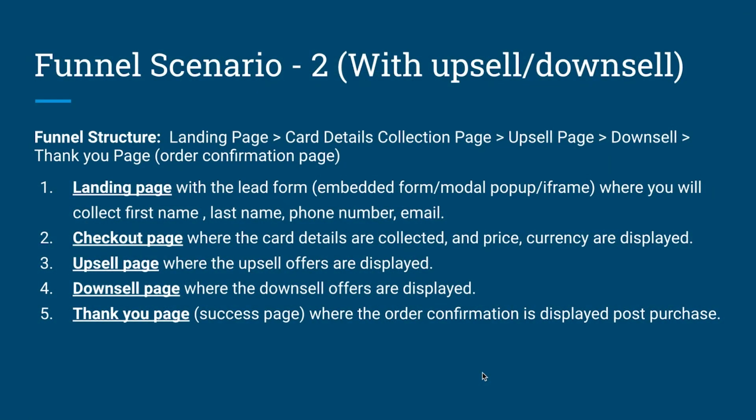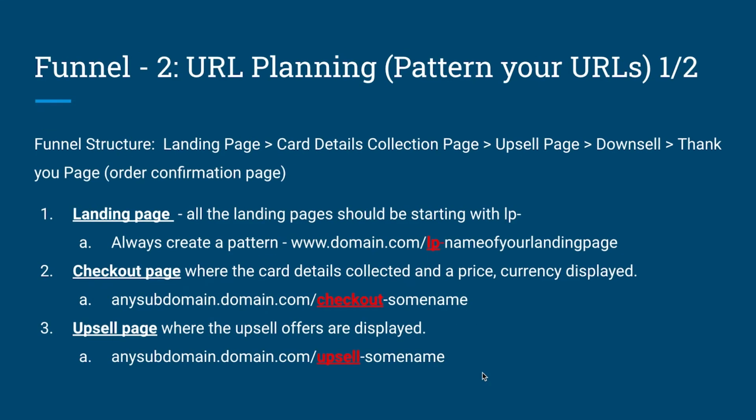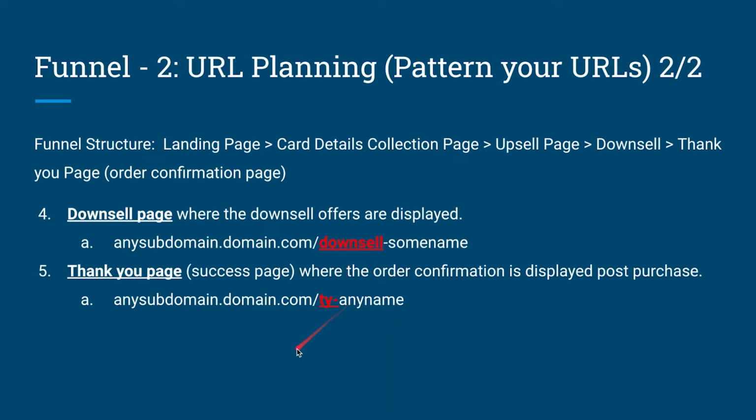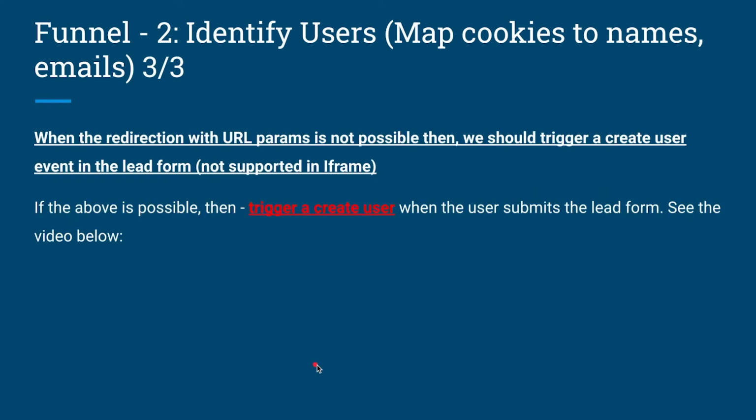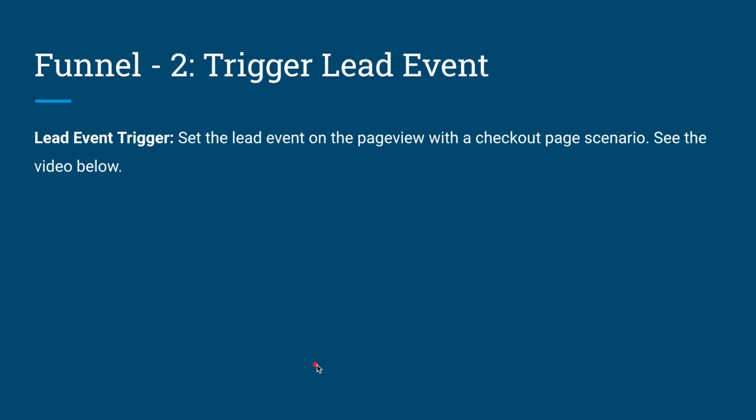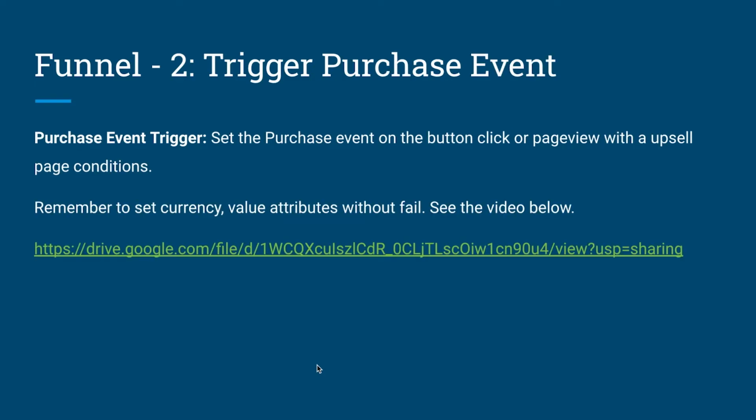This is how you set up the purchase event when you have the thank you page as the next page. Let's look at the next scenario where you have an upsell page and downsell page before you go to the thank you page. So everything remains the same. Setting up the URLs, make sure you give the same name for upsell and downsell pages. And create user events remain the same. The same procedure goes here. Triggering the lead event also remains the same because the success scenario is still the checkout page in this funnel also. Trigger purchase event remains the same with a slight change in the success path where you give the upsell page as the success path.